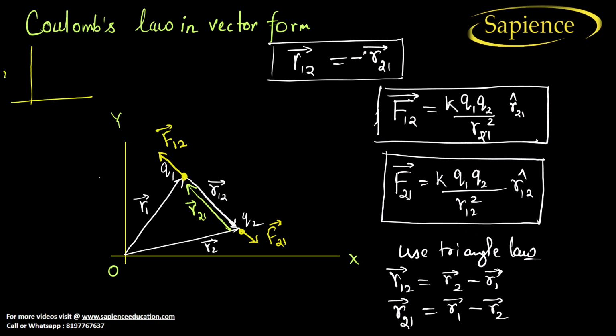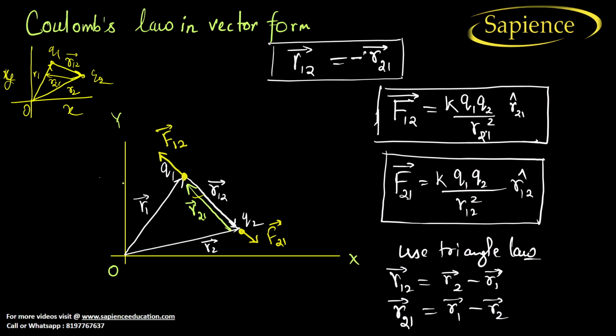This is the x-axis, y-axis, and there are two charges, q1 and another charge q2. The position of charge q1 can be written as r1, and the position of the q2 charge can be written as r2 from the origin. I hope you have studied this in the vector chapter in class 11. Now, can you tell the distance between them? Going from 1 to 2 it will be R12, and going from 2 to 1 it will be R21. So this we have already done, right?